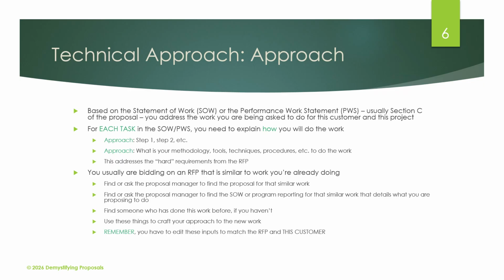Usually you're bidding on an RFP that's similar to work that your company is already doing. So if that's the case, then you want to find or ask the proposal manager to find the proposal that is similar to the one that you're working on, for work that was similar in nature. You want to find or ask the proposal manager to find the statement of work or program reporting for that similar work that details what you're proposing to do.